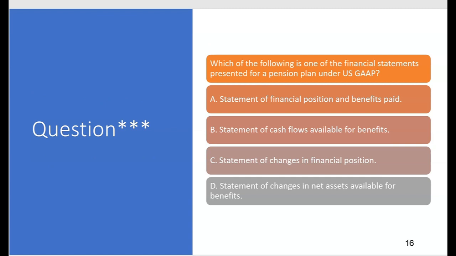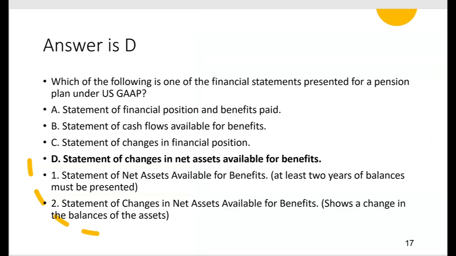Which of the following is one of the financial statements presented for a pension plan under U.S. GAAP? A, statement of financial position and benefits paid? Not really, that's not the title, right? B, statement of cash flows available for benefits? Not a cash flow statement. C, statement of changes in financial position? No. D, statement of changes in net assets available for benefits. I'm going with letter D here. I hope you can see why.